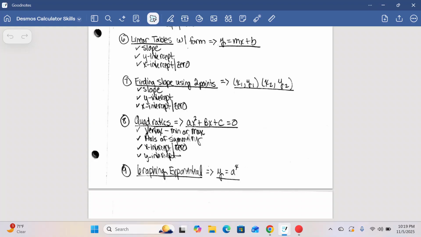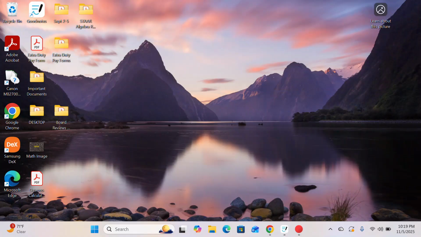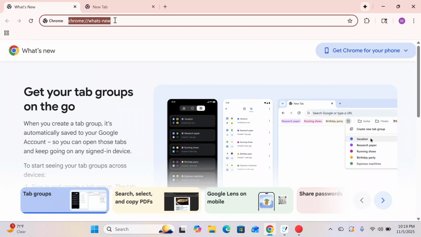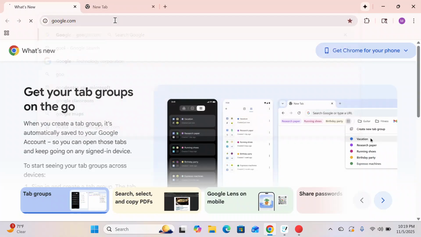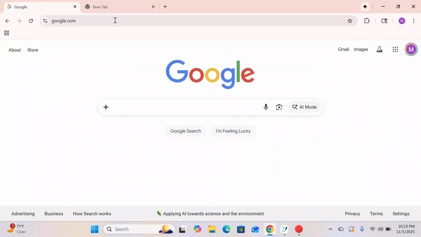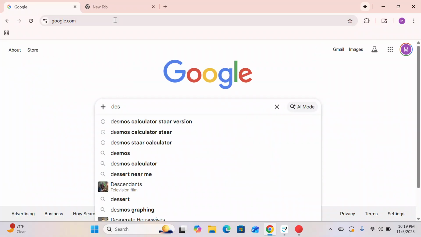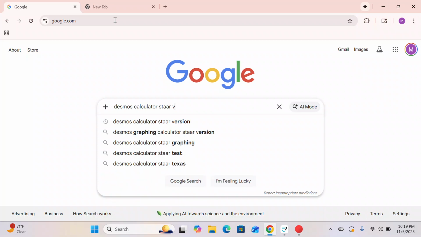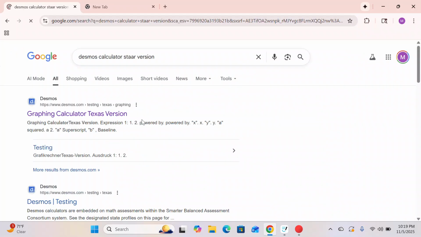So first, what we're going to learn is how to find Desmos on our web Chrome. So I'm going to go to Desmos, and the way I like to search for Desmos is I like to Google it. So I'm going to get Google, and what I'm going to do is type in Desmos calculator, and of course if you are in the state of Texas, I'm going to put the STAAR version of this calculator, and I'm going to push a Google search.